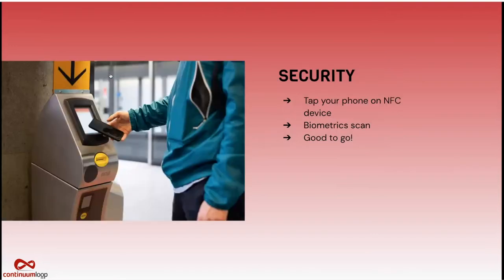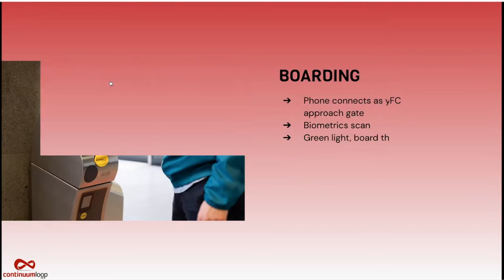The next step is going through airport security. You'll just take out your phone and tap your phone on the NFC device. Your agent will prompt you to share your government ID credentials. So whether that's your driver's license, your passport for international or domestic flights, your security agent is gonna verify via the biometrics, and then you're good to go.